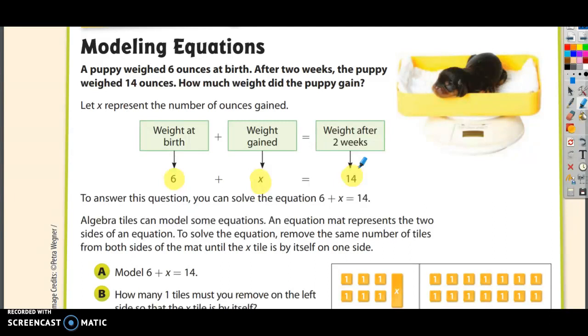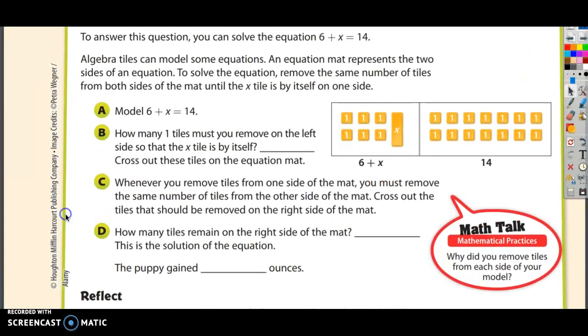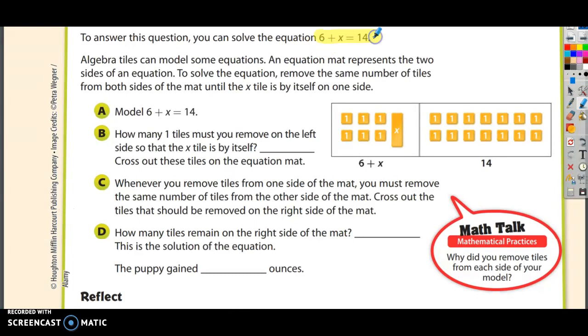Well, we're going to write an equation. To answer this question, you can solve the equation 6 plus x equals 14. One thing we do is make a model called algebra tiles. Algebra tiles can model some equations. An equation mat represents the two sides of an equation. That means that this side and this side have to be equal to each other. To solve the equation, remove the same number of tiles from both sides of the mat until the x tile is by itself and on one side.